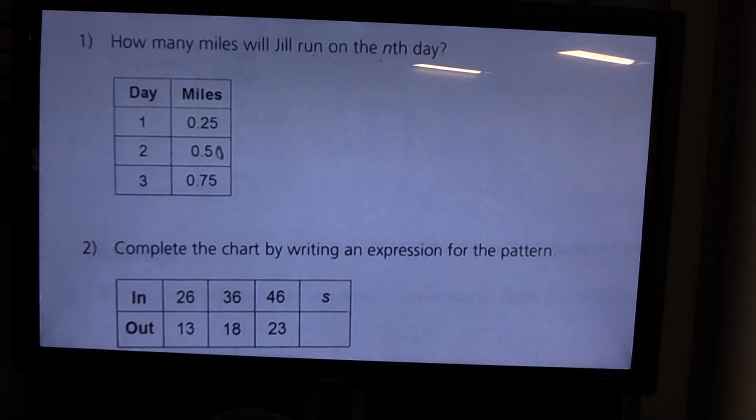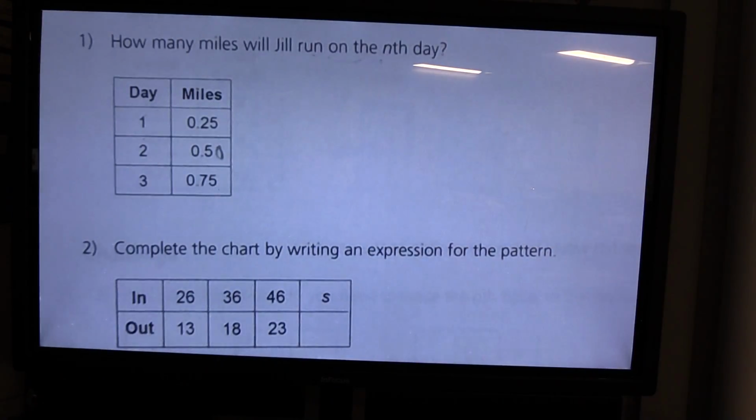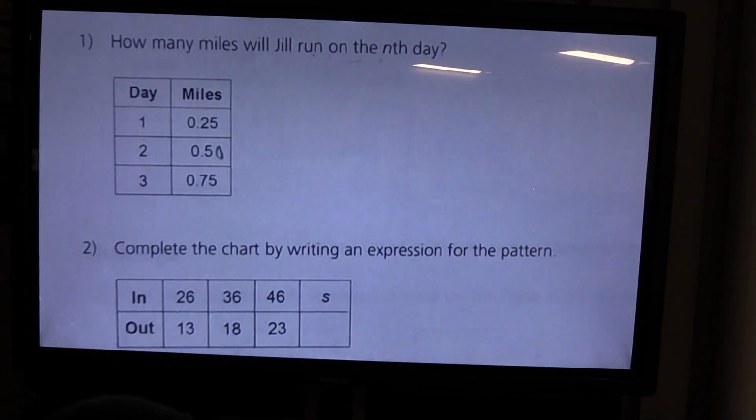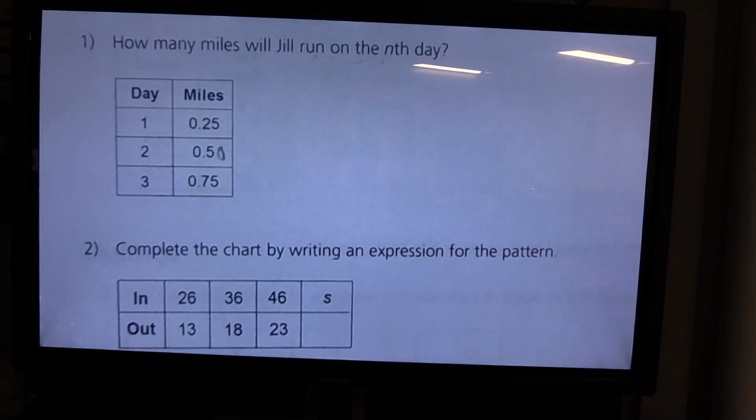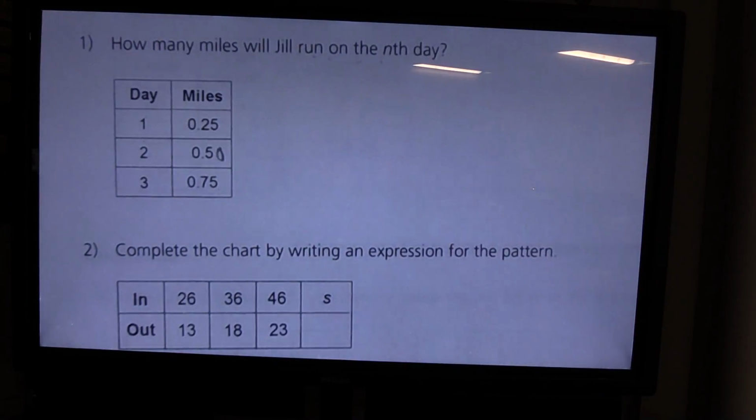Now, if that's true, and I can agree with you, then how could you quickly come up with how many miles she ran on day 20? Is it possible to figure that out? Or would we have to find out day 4, 5, 6, 7, 8, 9, 10, all the way to 20, and add 0.25 every day in order to figure that out? I mean, that's going to be very time consuming.